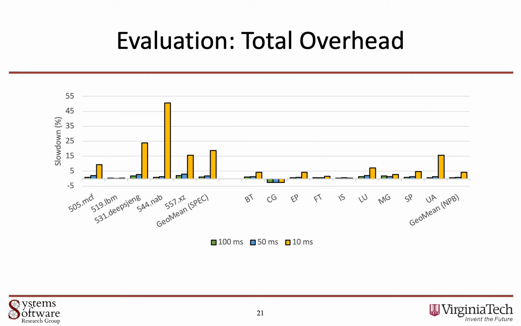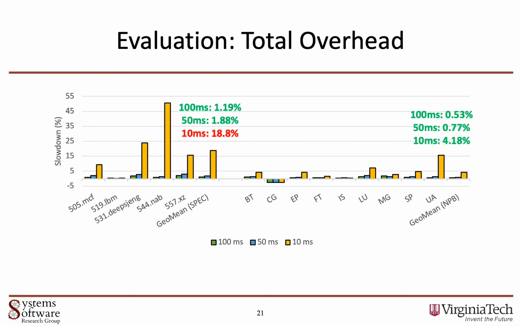Finally, we wanted to evaluate the overheads imposed by running target applications under Chameleon's control. Here, on the y-axis, we have slowdown in percent versus running without Chameleon's control. We have 3 sets of bars here, which correspond to re-randomization periods of 100 milliseconds, 50 milliseconds, and 10 milliseconds. As can be seen, Chameleon adds very little overhead to normal application execution.